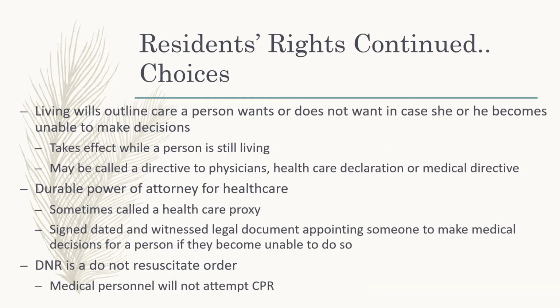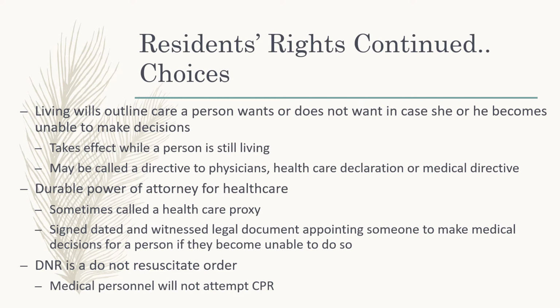Living wills outline care a person wants or does not want in case he or she becomes unable to make those decisions. These take place when the person is still alive. They may be called a directive to physicians, healthcare declaration, or a medical directive. An example of this would be if you were knocked unconscious or if you went into a coma of any sort. If you had a living will, the healthcare providers would be able to look at that and see what choices you wanted made with your care.